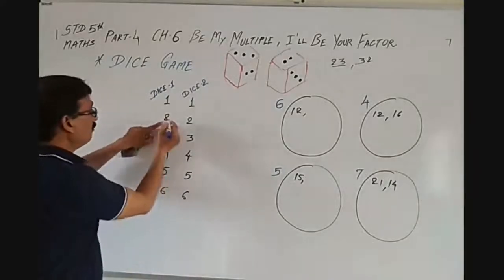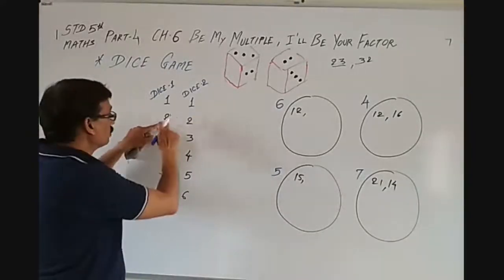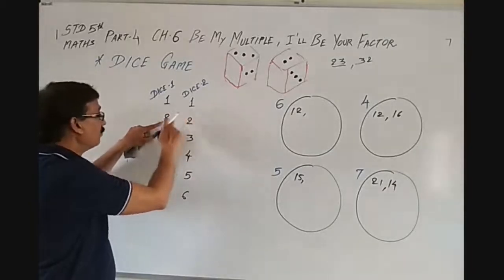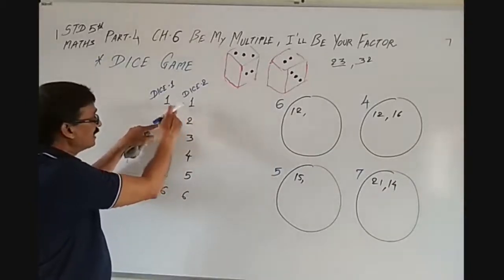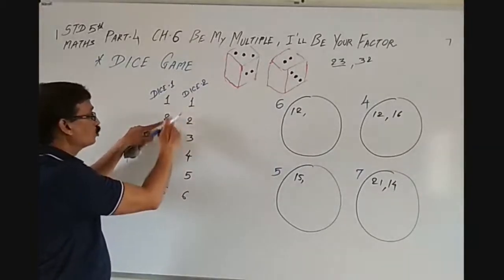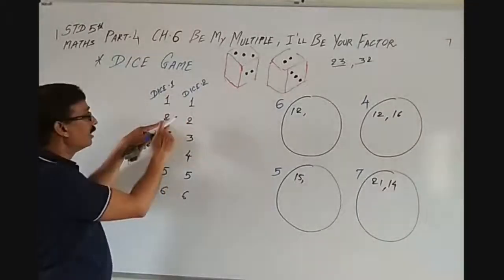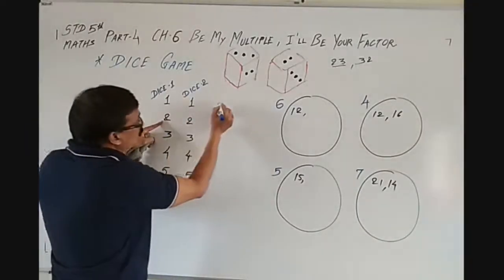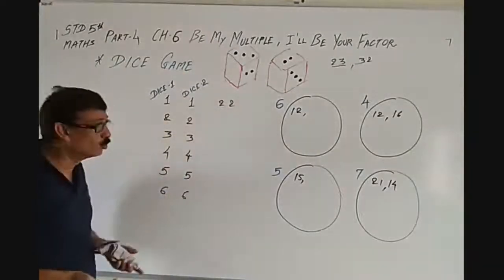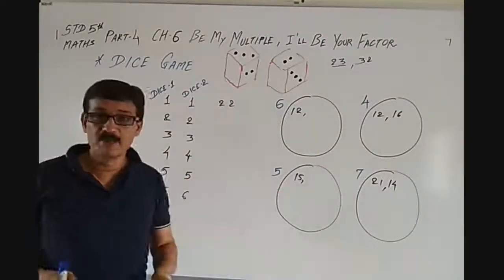So now 2 will be with 1? No, it is not possible. Why? Because we have already seen 2 1 and 1 2. So 2 and 1 will not go. Now 2 and 2. Is 22 a multiple of any of these numbers?